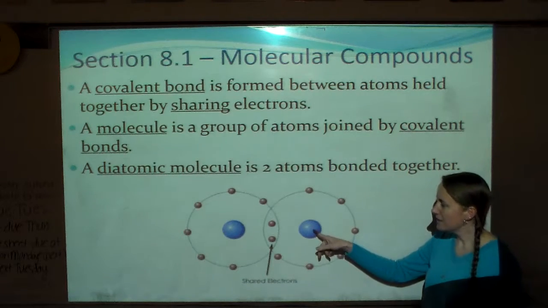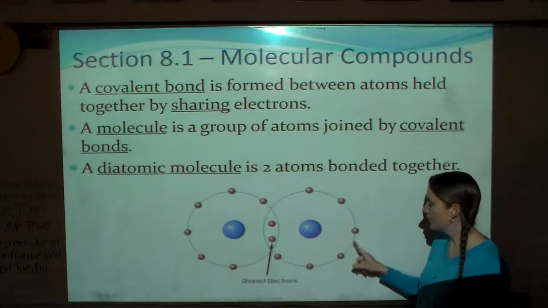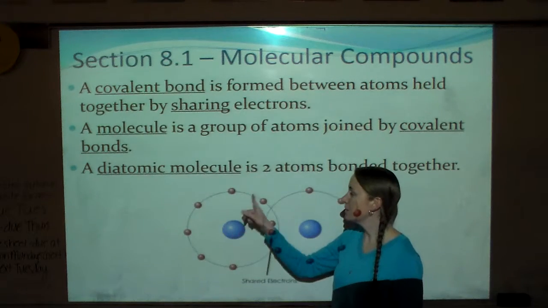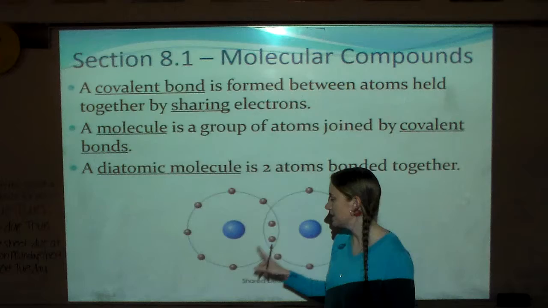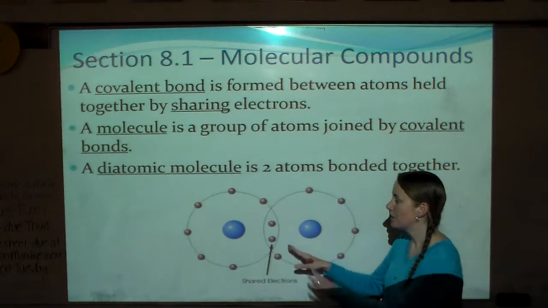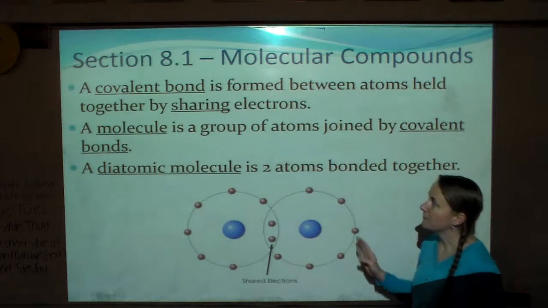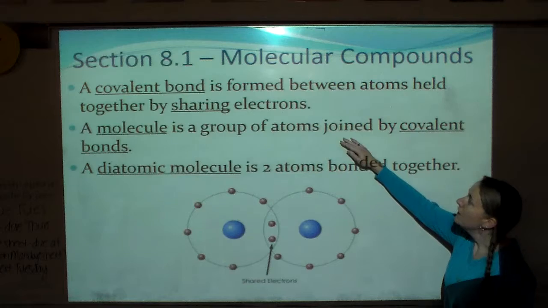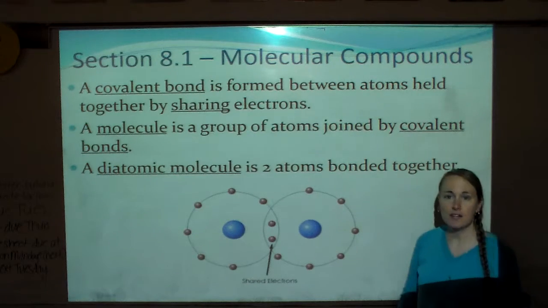So if you look, this atom now has 1, 2, 3, 4, 5, 6, 7, 8, which is a full octet. But this atom also has 1, 2, 3, 4, 5, 6, 7, 8, a full octet. Okay, so those shared electrons belong to both atoms, and that's referred to as a covalent bond when they share. A molecule is a group of atoms joined by covalent bonds.